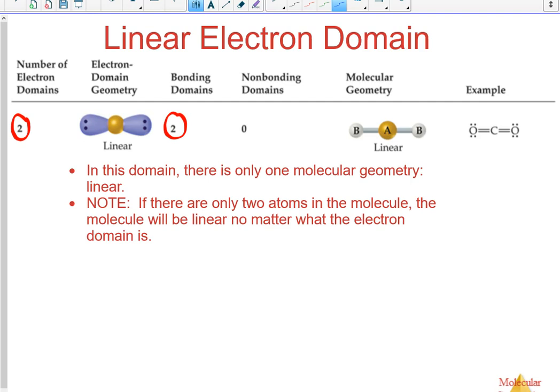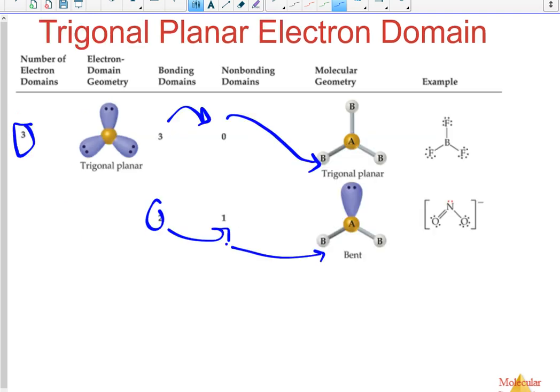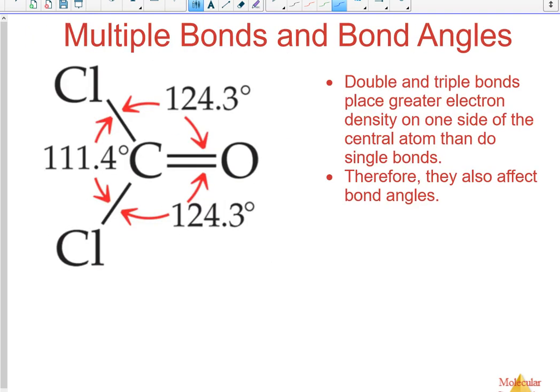Okay. Hold on. All right. Then a double or triple bond places greater electron density on one side of the central atom. Therefore, they also affect bond angles. AP used to care a ton about these bond angles, but they don't necessarily anymore. So just know non-bonding or double or triple bonds will squeeze things more than just single bonds. But you don't have to have those bond angles memorized.